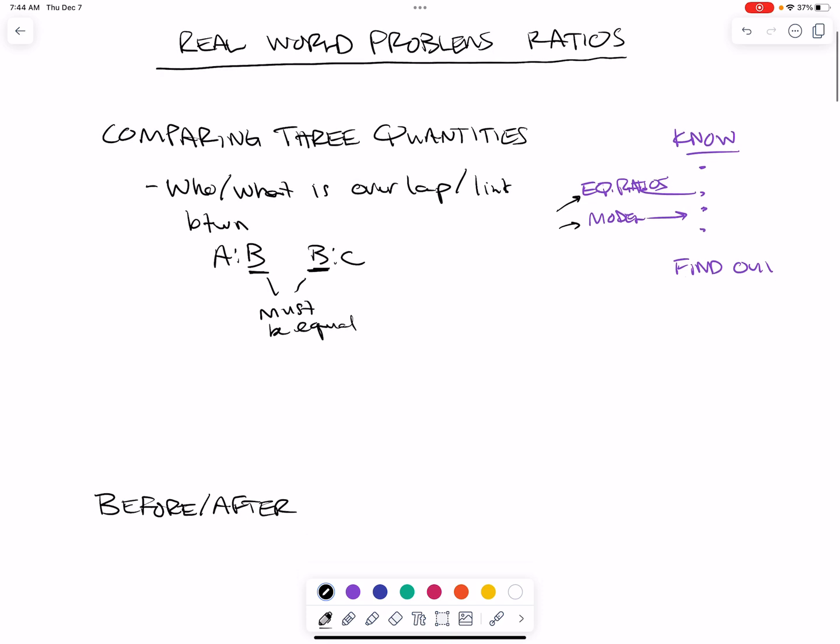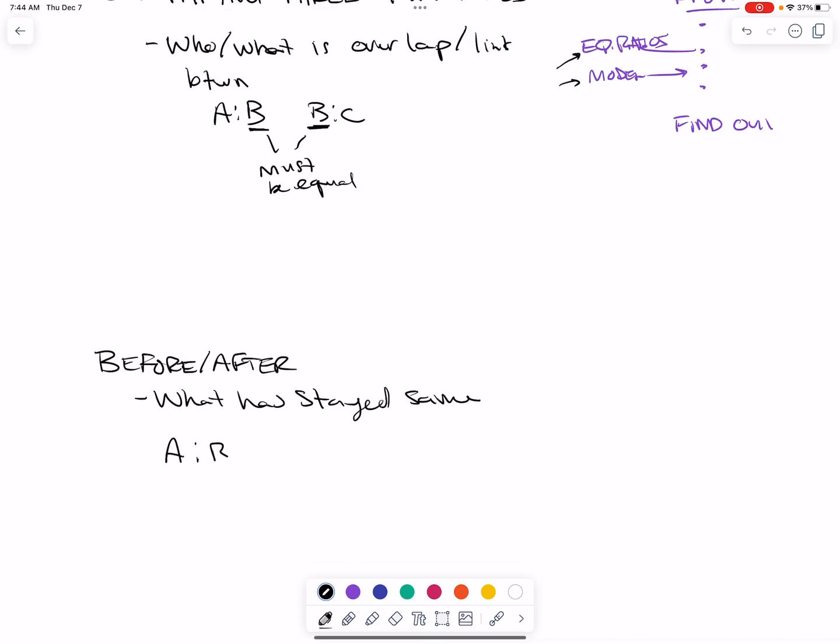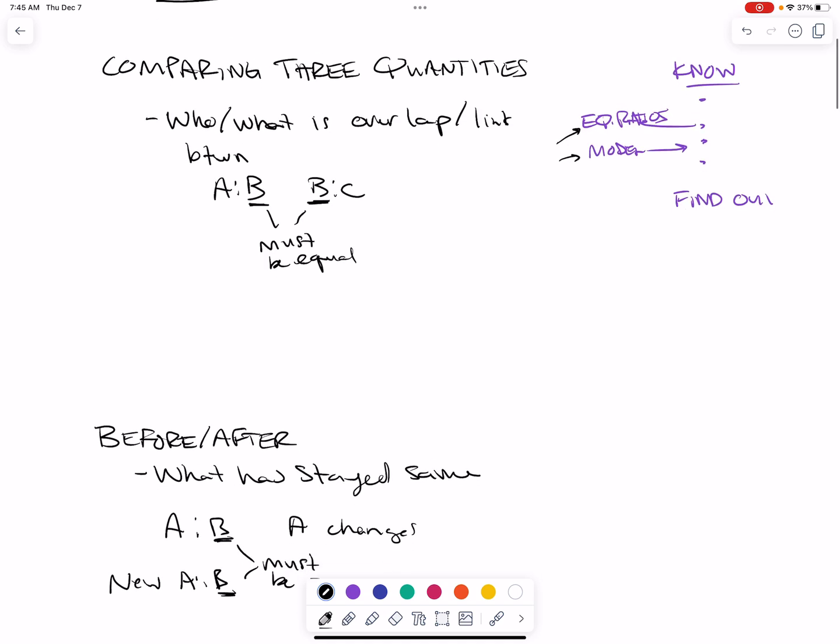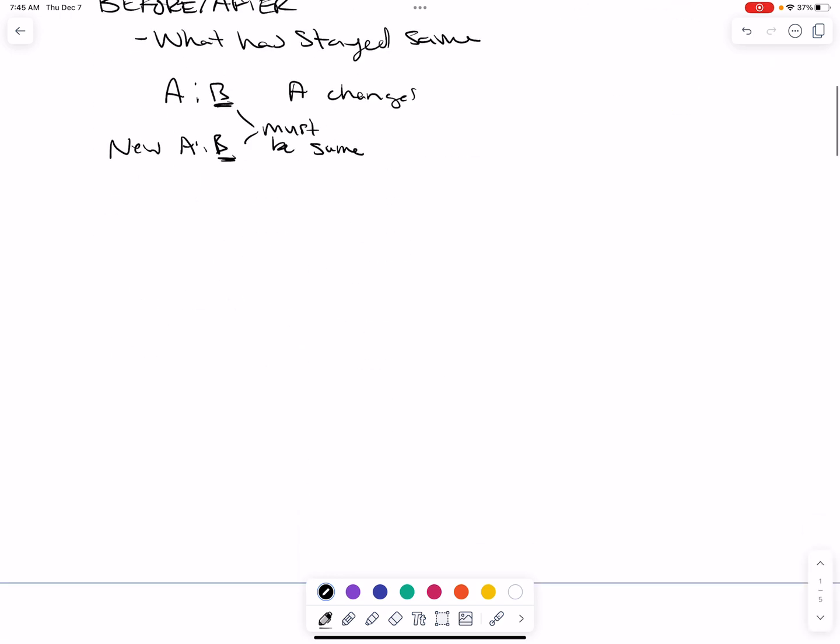When we're talking about before and after, this is where we look at what has stayed the same. Because if it's A to B and then A changes, and now you have a new A to B, we know that these B's must be the same. And that allows us to make some equivalent ratios so we can compare the old A to the new A. So we're going to look at a couple problems. These are from the review, so they should be familiar, but they will allow us to see how these questions apply when we solve each of these types of problems.